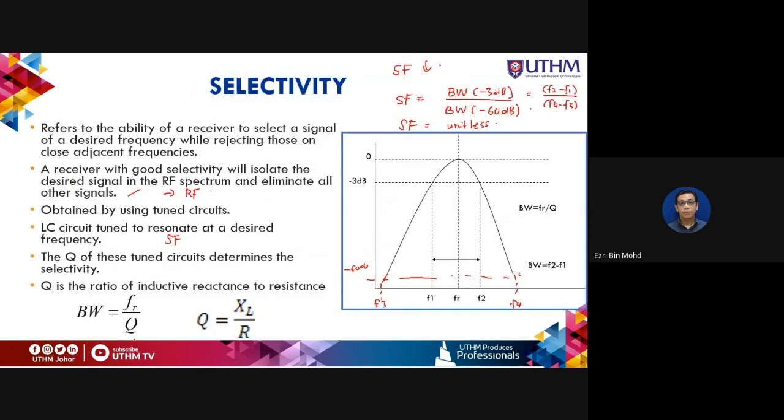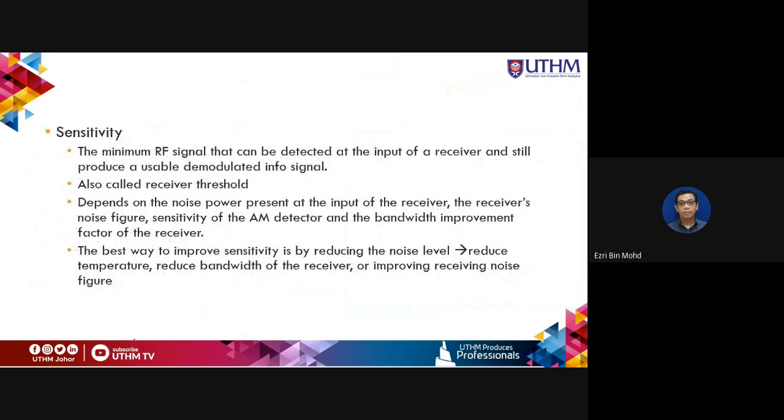The second parameter to indicate receiver performance is sensitivity. Sensitivity is the minimum RF signal that can be detected at the input of a receiver, but still produce a usable demodulated information signal. It is also called the receiver threshold.